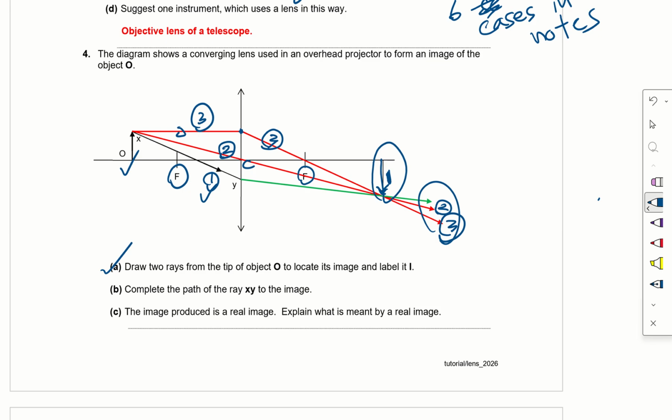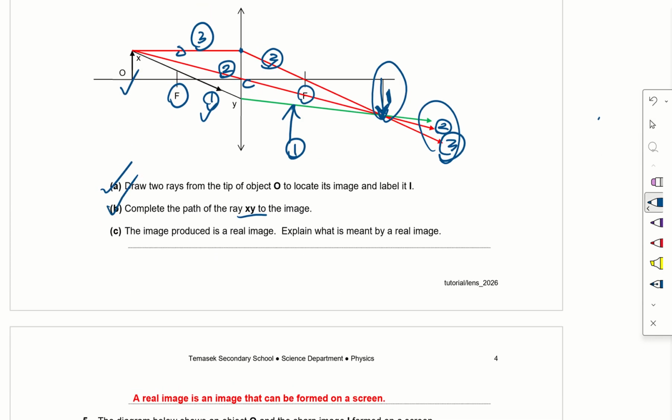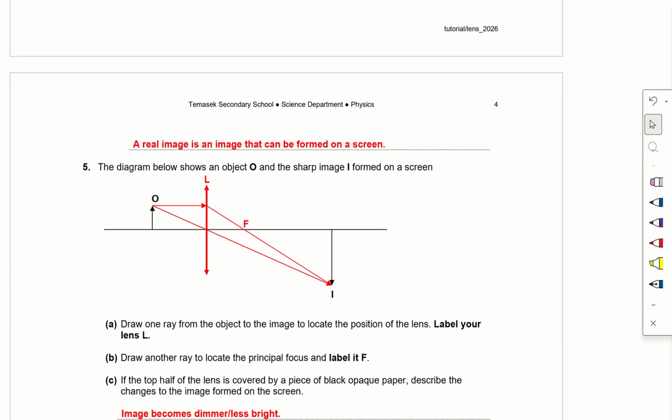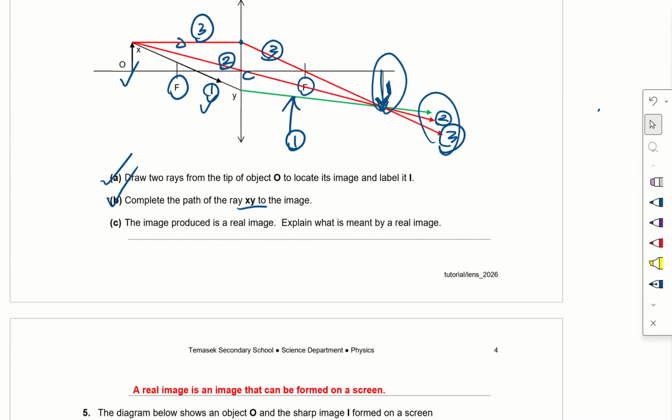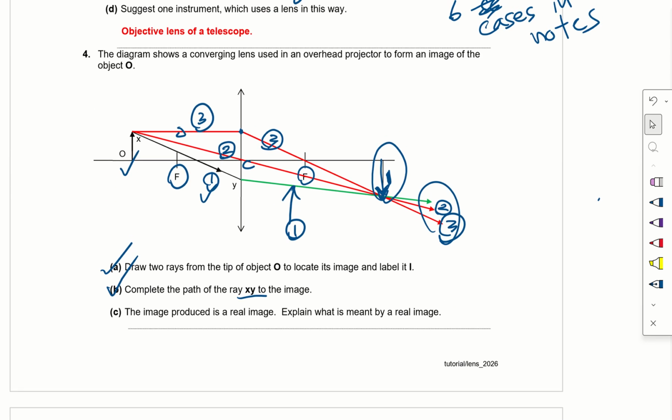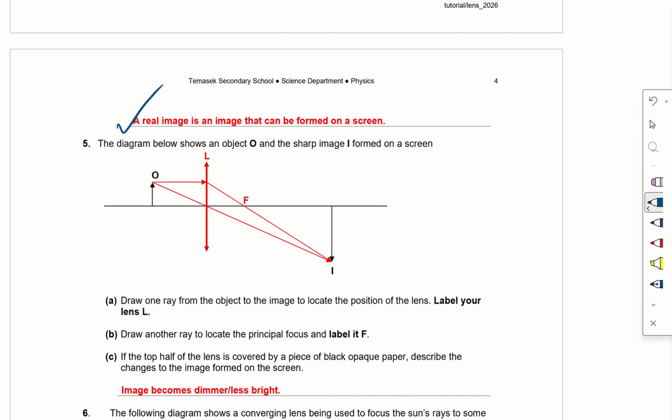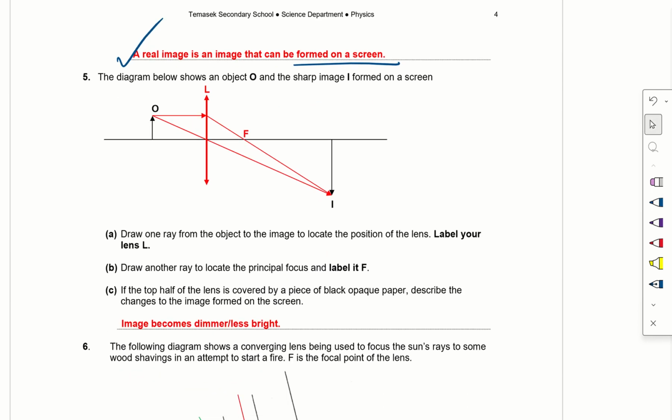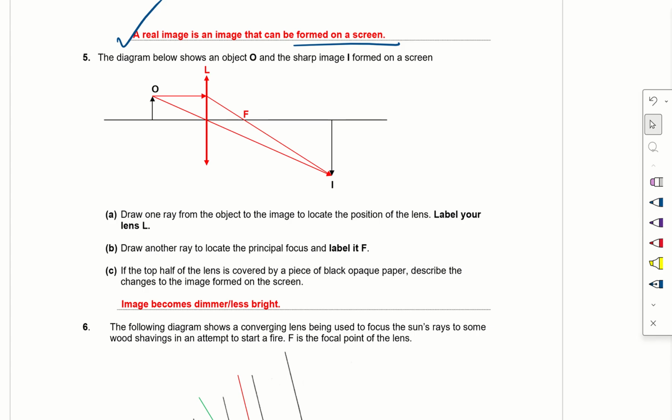Now complete the path of ray XY. Now that we know where the image is, we can produce this light ray number 1, in green color, to meet together over here. Okay, so this one is quite simple. The image produced is a real image. Explain what is meant by a real image. You cannot say that the image is opposite from where the object is. You must say that a real image is an image that can be formed on a screen. A virtual image is an image that cannot be formed on a screen. Simple as that.